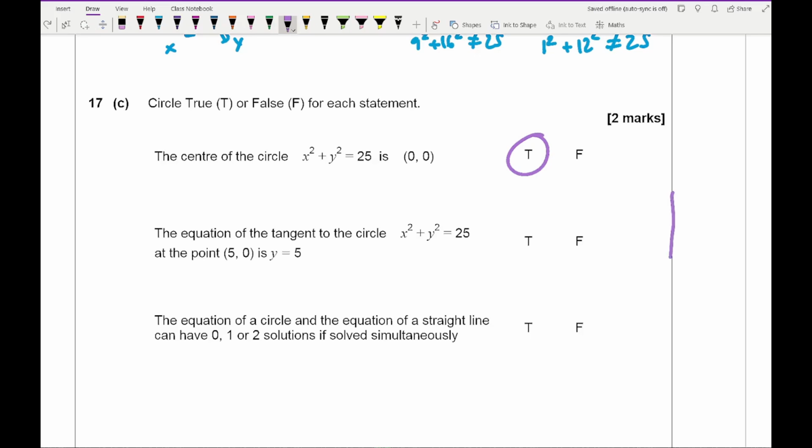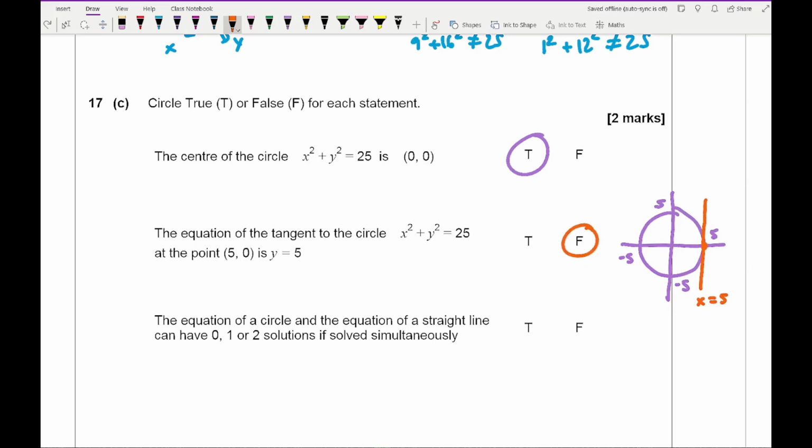Well, for this question, if we just do a little sketch of what the circle looks like, that's going to be 5, that's minus 5, that's minus 5, and that is positive 5. And the point in question is 5, 0, which is this point here, and the tangent is going to be looking like that, and that is x equals 5, not y equals 5, so that is going to be false.